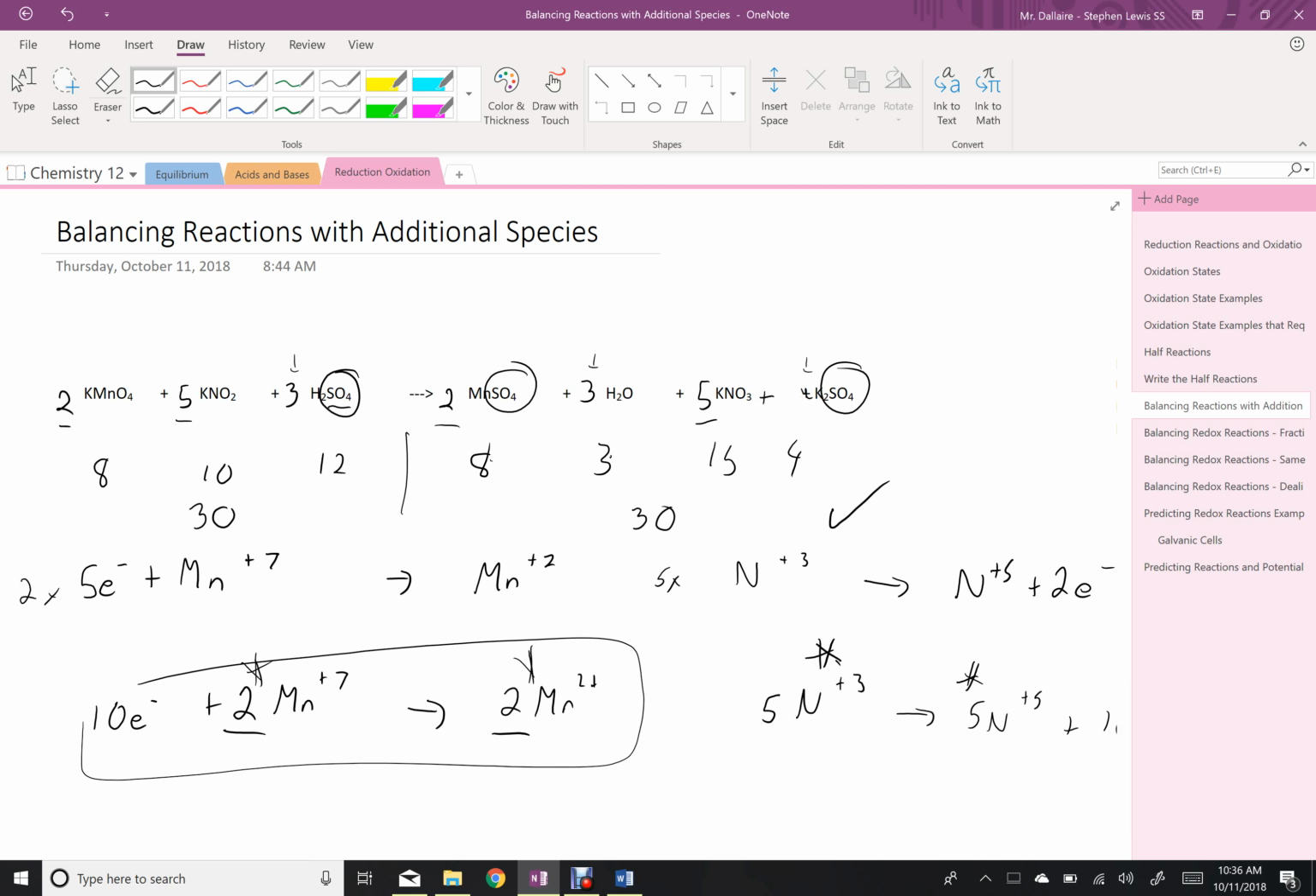When I go to balance it, I'm going to balance the sulfates before and after the reaction. So that's how I can balance a redox reaction using additional species.